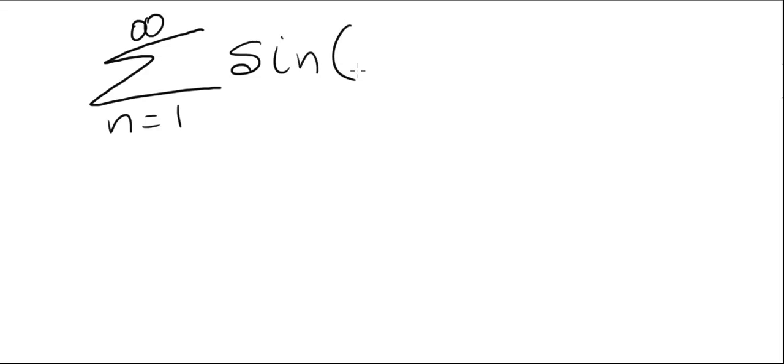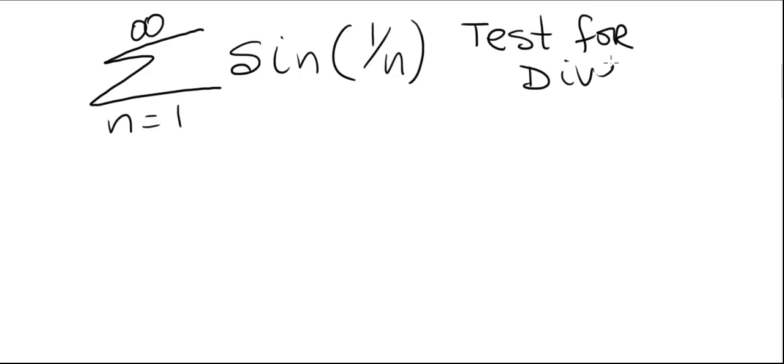We're going to determine if the series, the summation n equals 1 to infinity of sine of 1 over n, converges or diverges. Now we're going to use first the test for divergence. We're going to try using the test for divergence. And recall what that is.